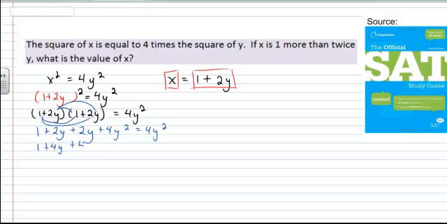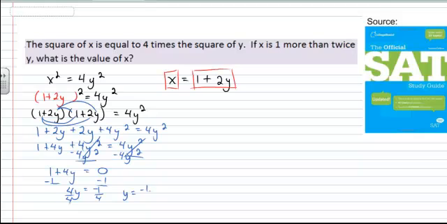As is the case on many SAT problems, something will naturally cancel out and make the whole problem easier to solve. In this case, if we subtract 4y squared from both sides, we're left with a much easier problem to solve. 1 plus 4y equals 0. Subtract 1 from both sides, divide both sides by 4, and y equals negative 1/4.